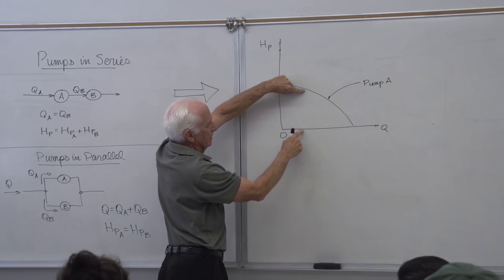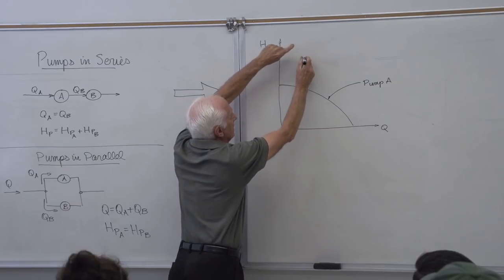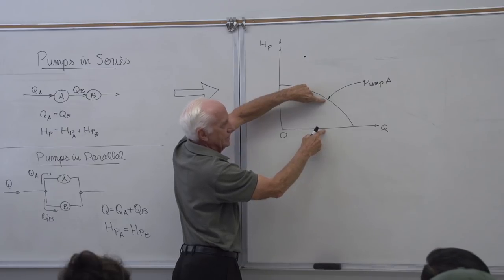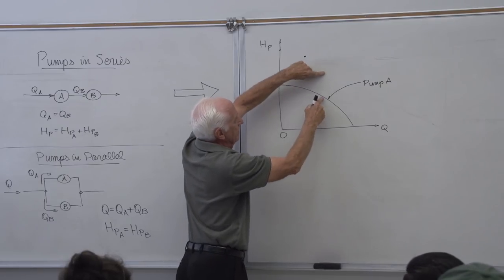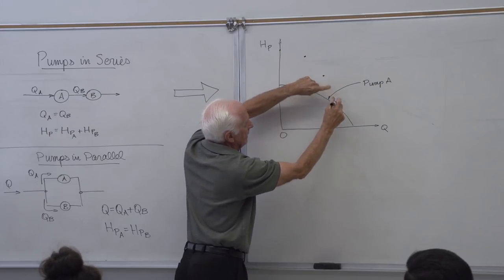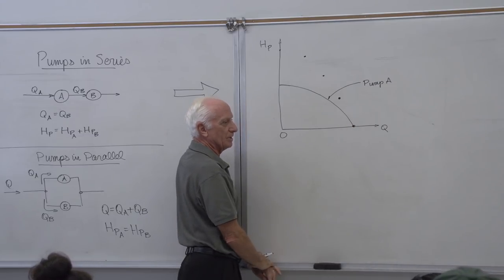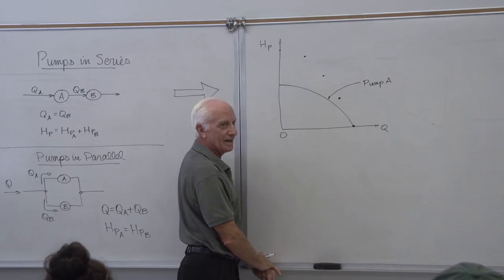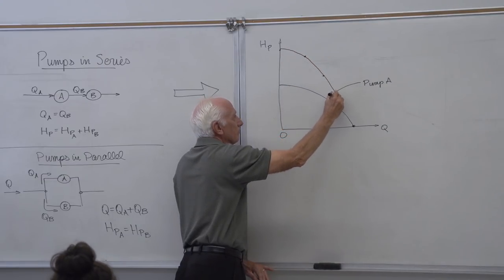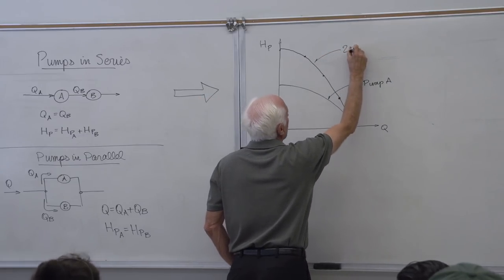Take this flow rate. There's the head of pump A. Add it. There's the head of two of them together. Take these two right here, take that distance, add it there. Take this one here to here, add it there. Take this one, zero, add it to zero. Zero plus zero, zero. Now connect the dots. There's two pumps in series, identical pumps.